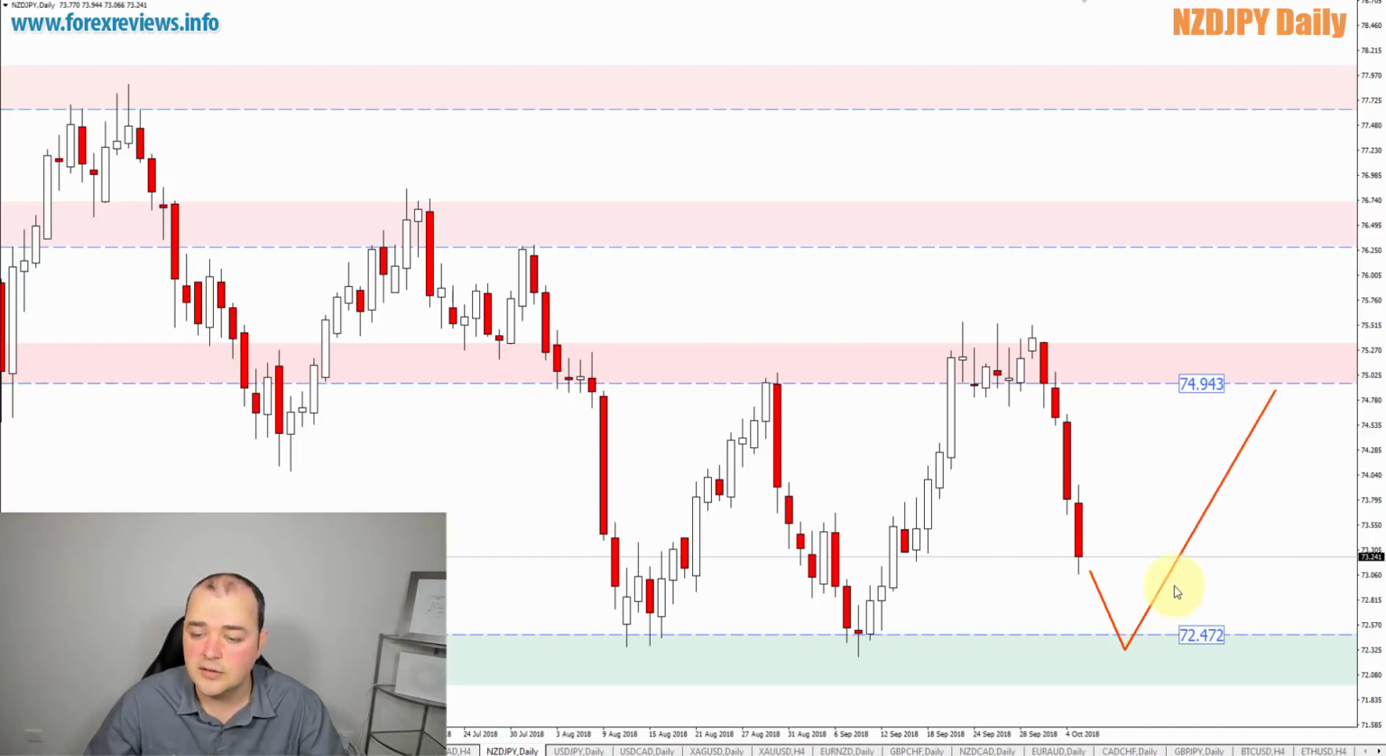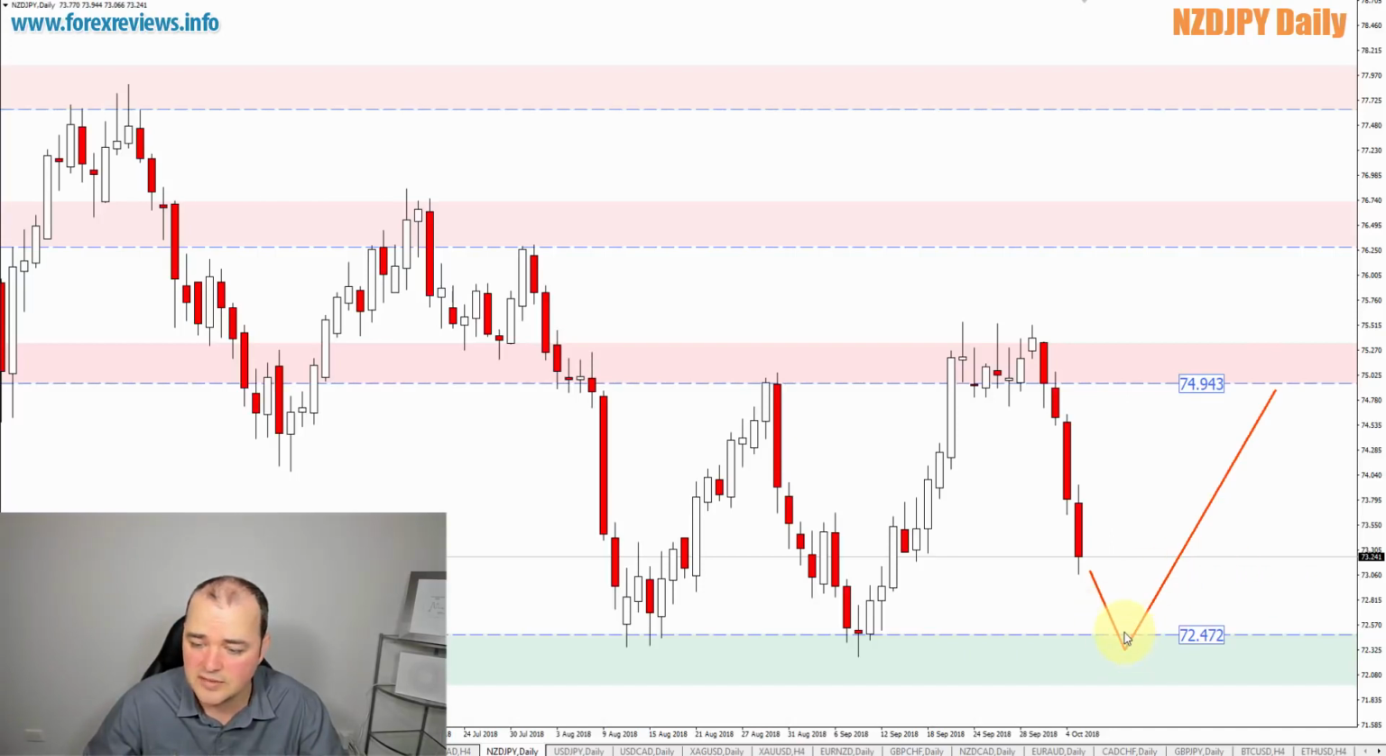Overall on New Zealand yen, holding the 72.47 zone area as a potential long-term target area to the downside for all those people who are holding a sell trade on this market from the recent test of the 74.94 zone area. And also holding the 72.47 zone area as an area on this market where I'm just looking for bullish evidence and a potential move to the upside from this important zone, of course, depending on the evidence and how it forms in this important area.